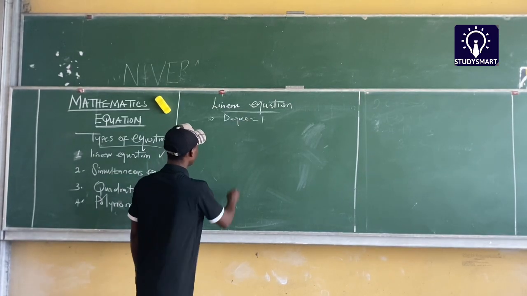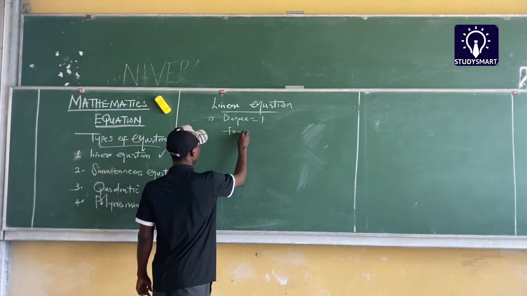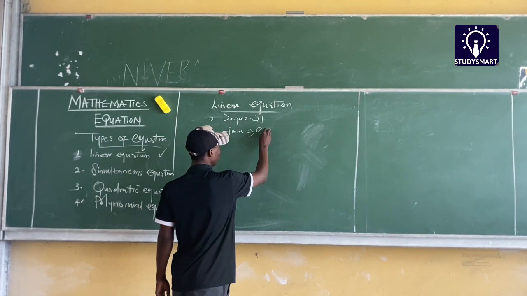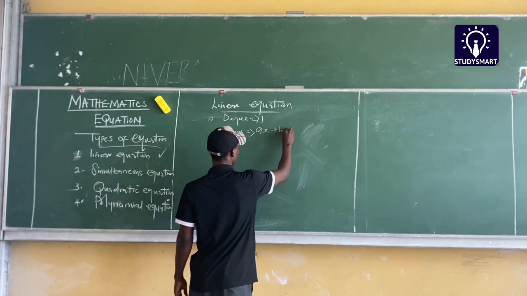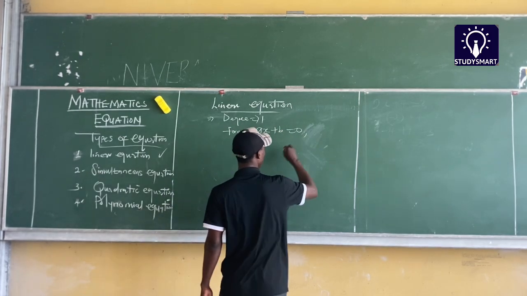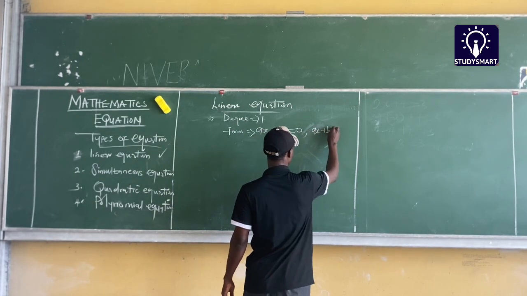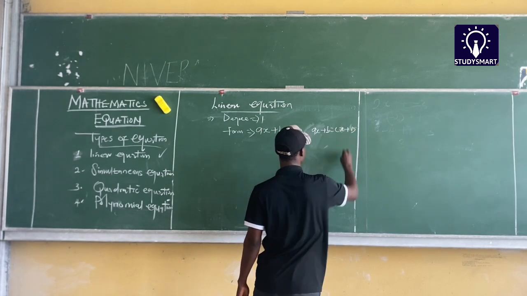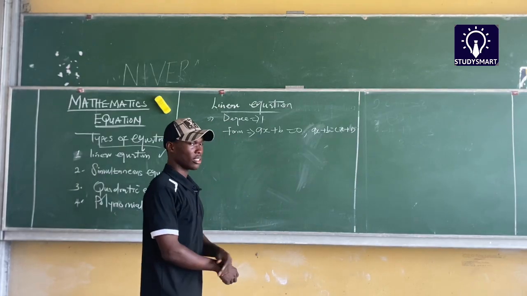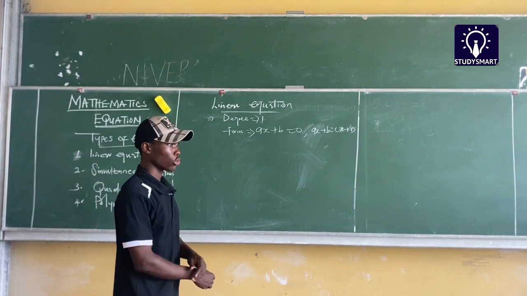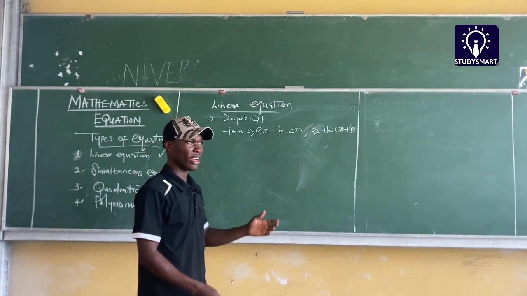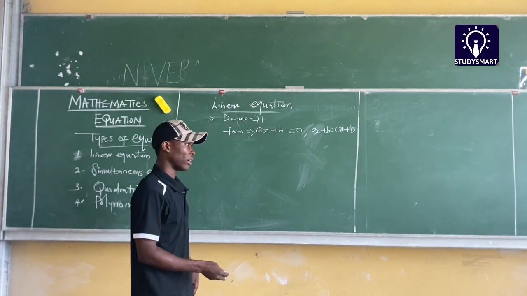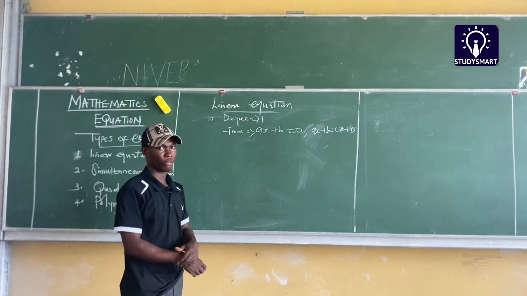And then the linear equation is in the form of ax plus b equal to 0, or ax plus b equal to cx plus d. So this is how you can see the linear equation. Like the initial problem we solved earlier, 2x plus 7 equal to 3, is a linear equation. That's a very simple example of a linear equation.